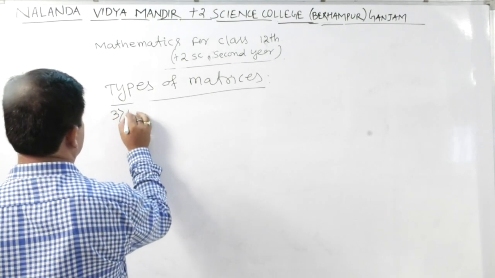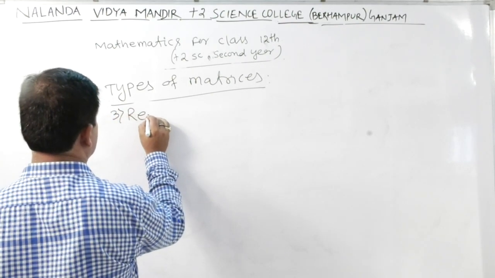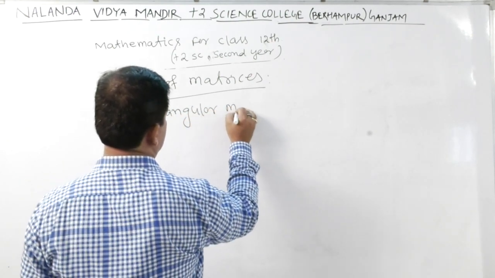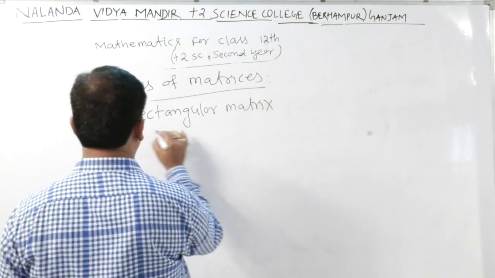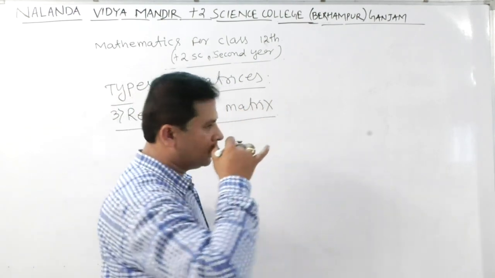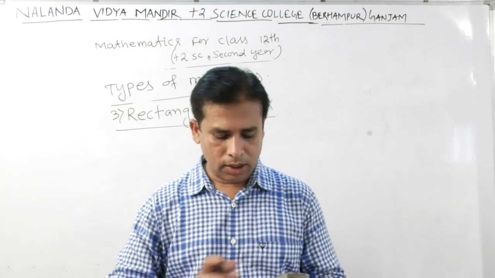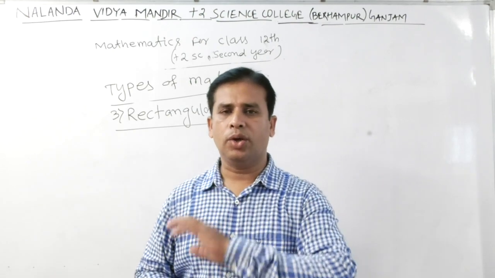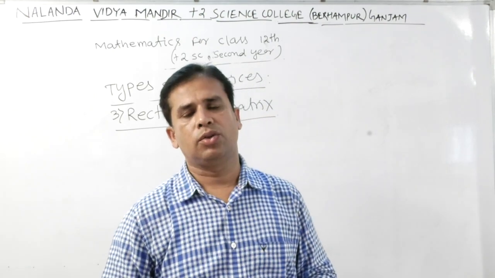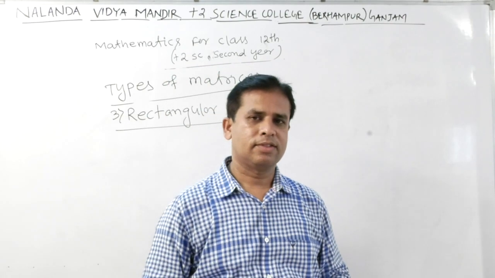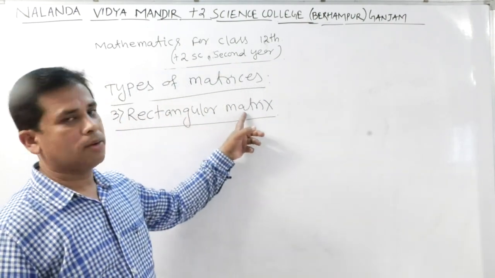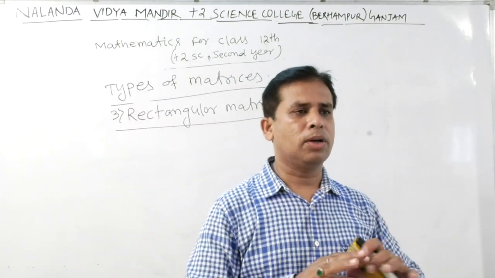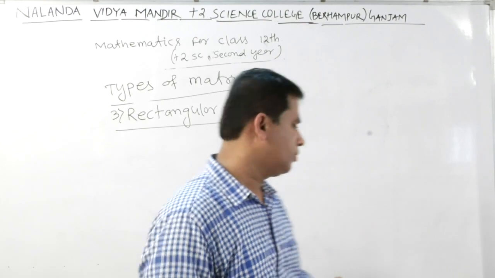Third one is rectangular matrix. What is rectangular matrix? Now, in a matrix, if the number of rows is not equal to the number of columns, then we say that matrix is known as rectangular matrix. That means in a matrix, the number of rows and number of columns are not equal.